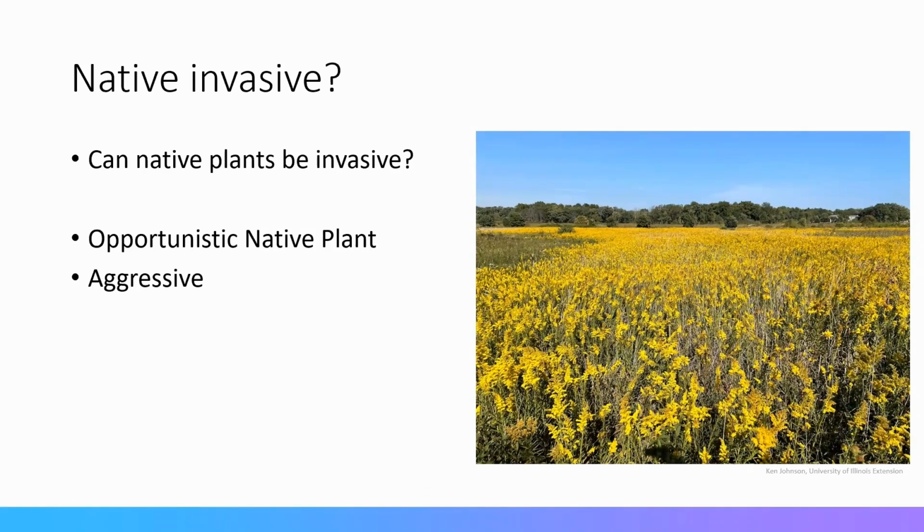So an example of this would be goldenrod. Not all goldenrods are troublesome, but something like Canada goldenrod can be rather aggressive. It is an opportunistic plant. It does well in disturbed sites and can quickly kind of monopolize and take over an area, like this picture here. Again, that's Canada goldenrod. There are other goldenrod species that are not nearly as aggressive and problematic as Canada goldenrod. Again, because it is a native species, we would not consider that invasive.